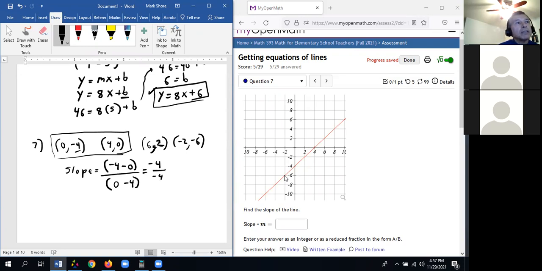And anything divided by itself is 1. So the slope is 1. So a positive slope should be going uphill. So if I made a mistake and I got a negative, I know it's wrong because this line is going uphill. So the slope is 1.